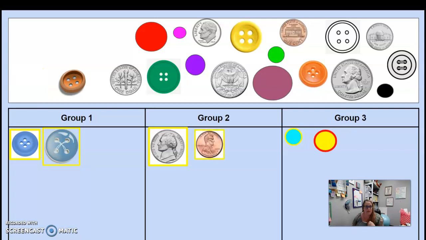Ooh, I saw a lot of people with group 2. Nice job. All right, what about this one? Where's it going to go? Group 1, group 2, or group 3? 1, 2, or 3? Did you say group 1? I hope so.